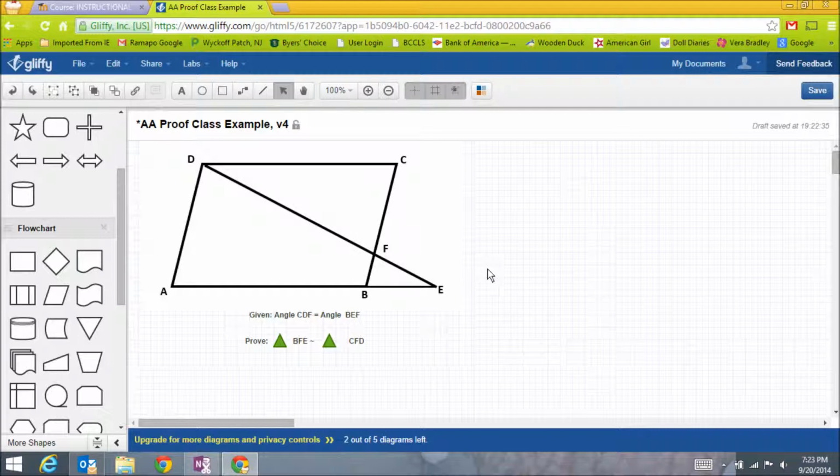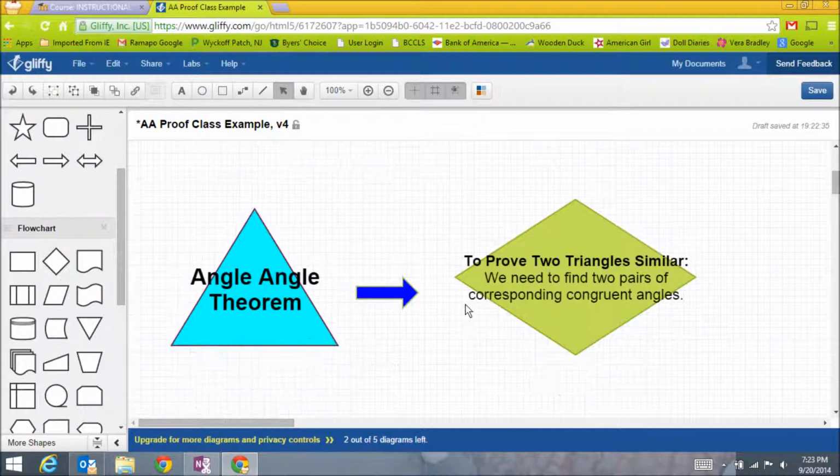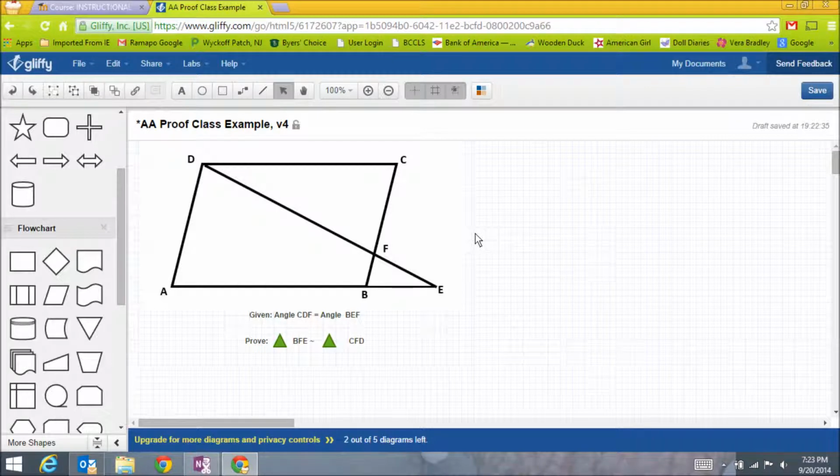Now we're going to want to prove these two triangles similar according to the angle-angle theorem. This is the theorem that I had reviewed in the Prezi, and it says that to prove two triangles similar, we need to find two pairs of corresponding congruent angles. So when we're going about writing our proof, our steps are going to be, we're going to want to find first one pair of congruent angles. We're going to then want to find a second pair of congruent angles, and we're going to want to conclude our proof by saying that the two triangles are similar by that angle-angle method.